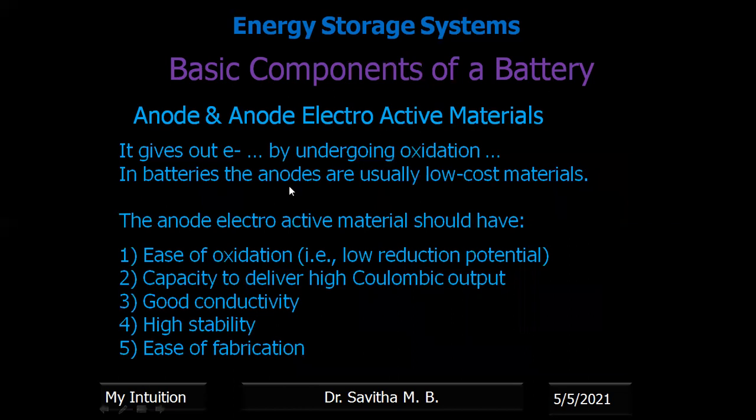In batteries, anodes are generally chosen which are of low cost, because they do not actually take part in the reaction. It is the electroactive material which is liberating electrons. The anode electroactive material chosen for the anode construction is the material which undergoes oxidation easily. It has the capacity to deliver high coulombic output. It has good conductivity, high stability, and ease of fabrication. Easily you can fabricate the anode. So these are the requirements of the material which can be used as anode in a battery.